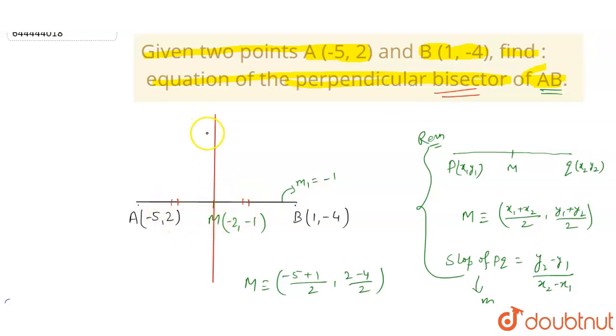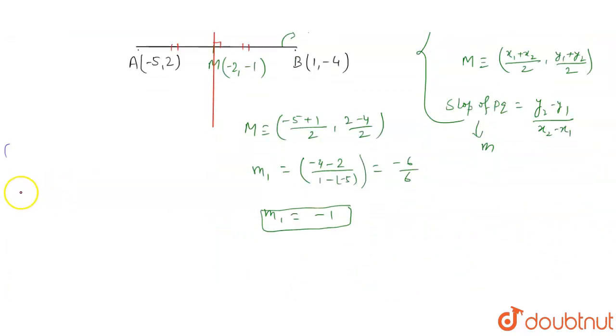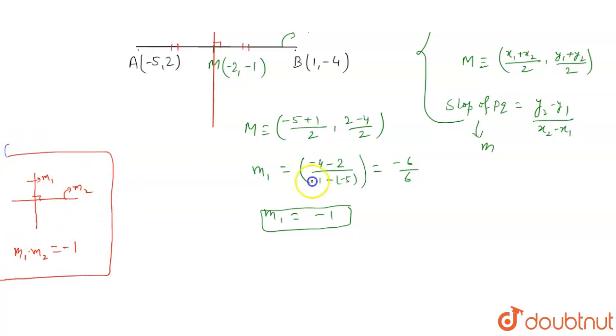Let's say the slope of this line is m2. And this is a perpendicular bisector, means this is perpendicular also. This is 90 degree, and we know there is a concept: if you have a line like this and a line like this, which are perpendicular to each other, and let's say the slope of this line is m1 and the slope of this line is m2, then m1 into m2 will be minus 1. This is the concept. You can remember it also.